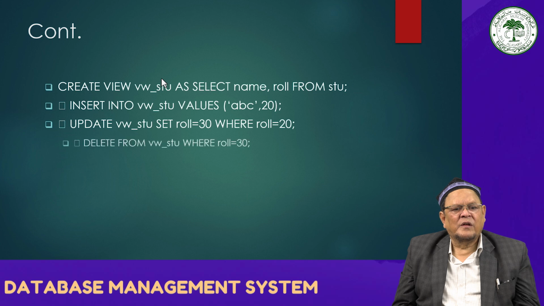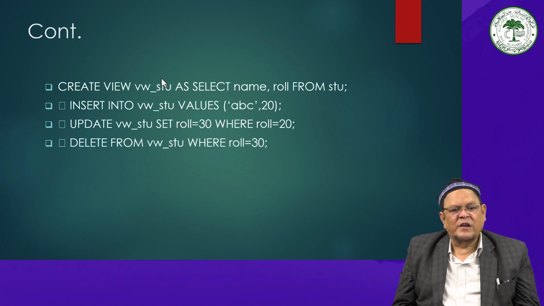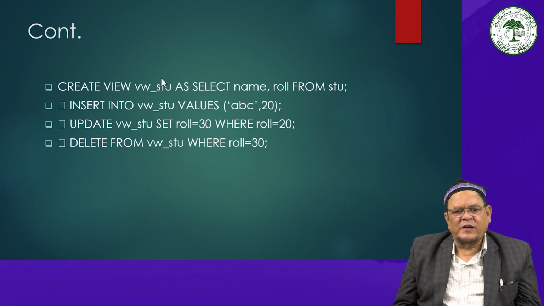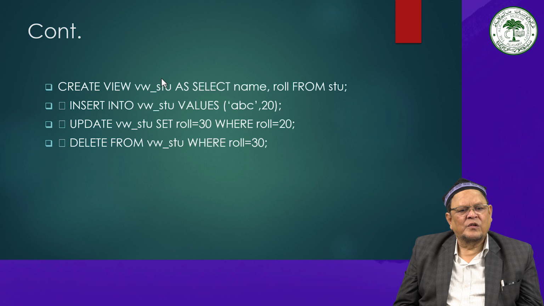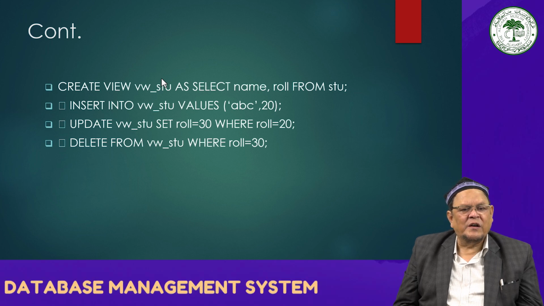Create view VW_STU as select name, roll from STU. Insert into VW_STU values ABC, 20. Update VW_STU set roll number equal to 30 where roll number is equal to 20.